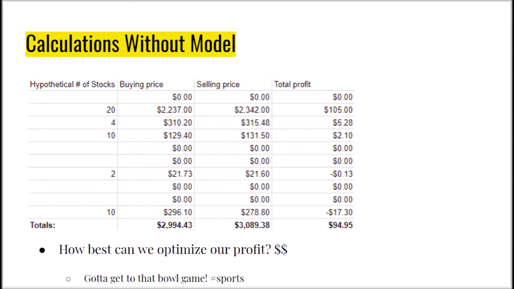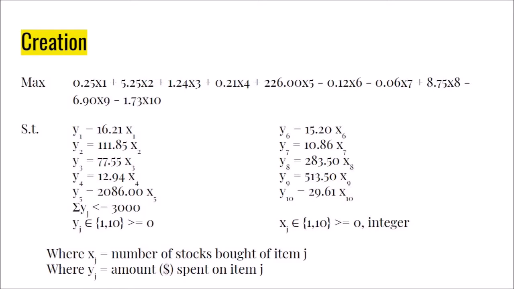Next, we will discuss the creation of our model and algorithm. We then formulated a linear programming model to represent the data to maximize our profit. As shown, the X sub j variables are the number of stocks of item j the model suggests we buy. The Y sub j variables represent the amount of money spent on the stocks on the starting date. We maximize profit by summing the delta of each stock multiplied by the number of stocks bought.